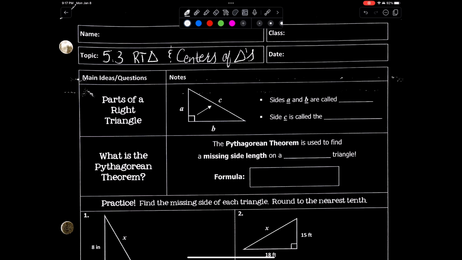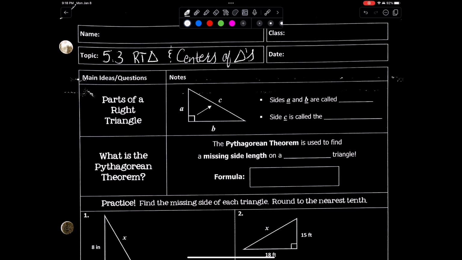Now, the centers of triangles is the more interesting part. We have different ways to talk about the different types of centers of certain types of triangles. So if I give you a triangle, depending on the lines that you're given, you're going to end up with different points on the inside of the triangle that are considered the center. And we're going to talk about them later.